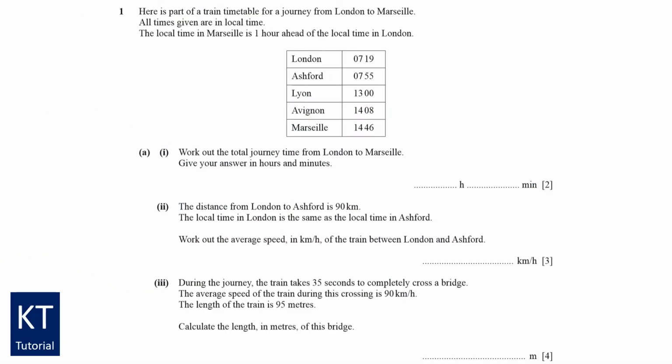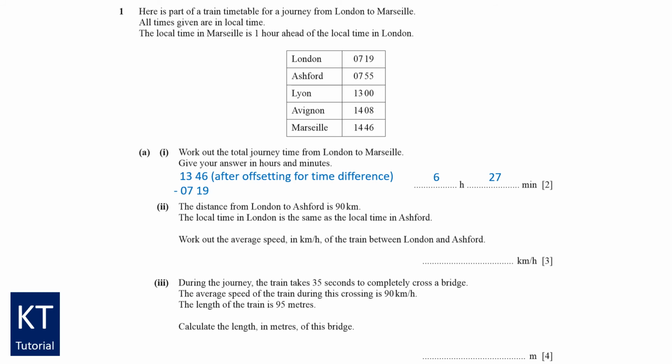Question 1. Here is part of a train timetable for a journey from London to Marseille. All times given are in local time. The local time in Marseille is 1 hour ahead of the local time in London. Work out the total journey time from London to Marseille. Give your answer in hours and minutes. One method is to offset the timing in Marseille to what it is in London and find the difference.